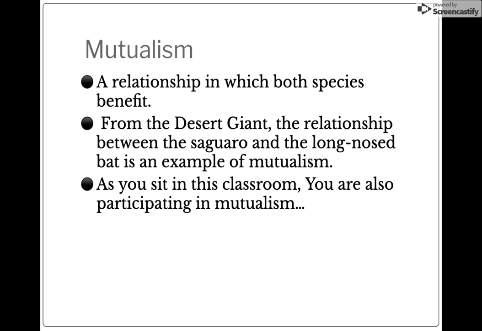Mutualism is where both species benefit. So it gives you a couple examples. From the desert giant, the relationship between the saguaro and the long-nosed bat is an example of mutualism. They are both benefiting. As you sit in the classroom, you are also participating in mutualism.